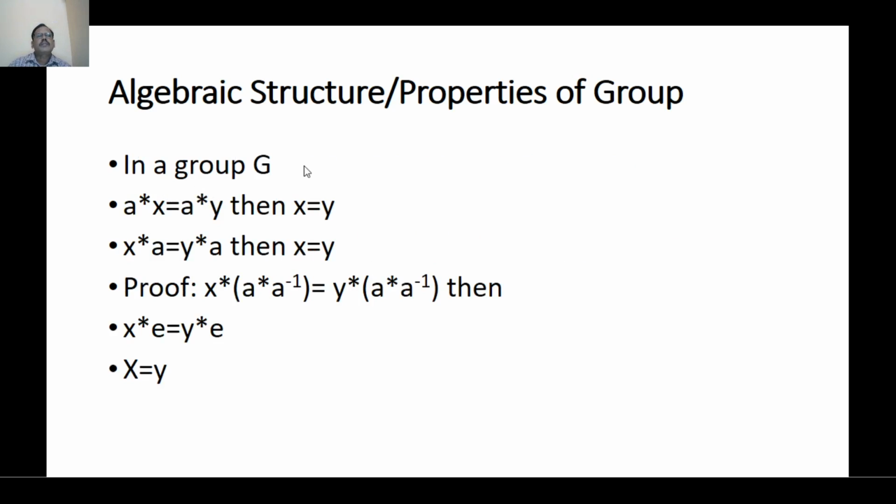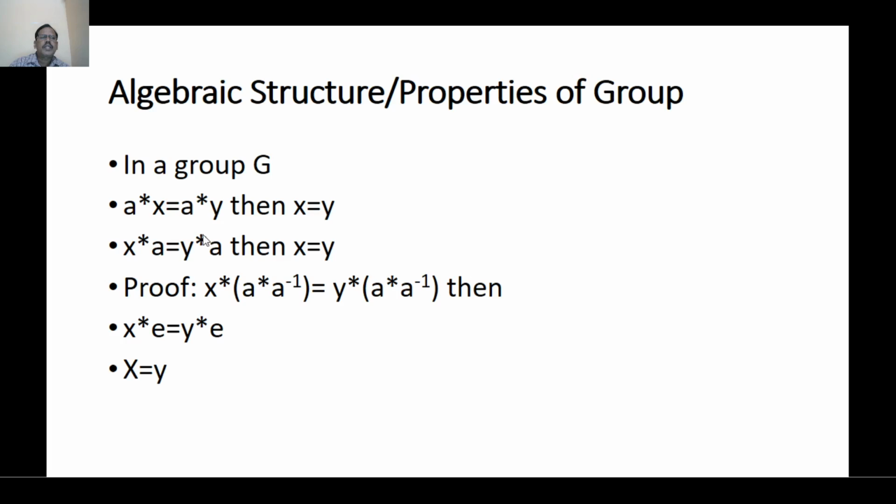In a group G, if A star x equals A star y, then x is equal to y. If we have A star x equal to A star y, then automatically x is equal to y. So how can you prove this one? Similarly, let x star A be equal to y star A, then x equals y. So these are two equations. First, you take A star x equal to A star y.